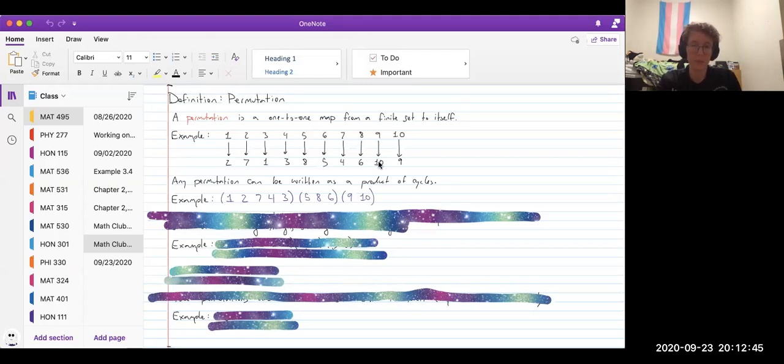Okay, so what this means is that these basically go around in a circle. If you were to apply this permutation to any number, you would just follow it along through these cycles, right? And when the number's at the end of a cycle, that means it gets sent to the number that's at the beginning of the cycle. All right, does that make sense?